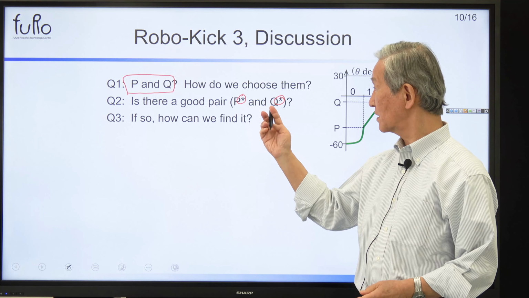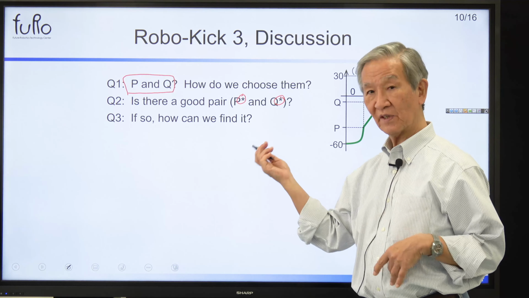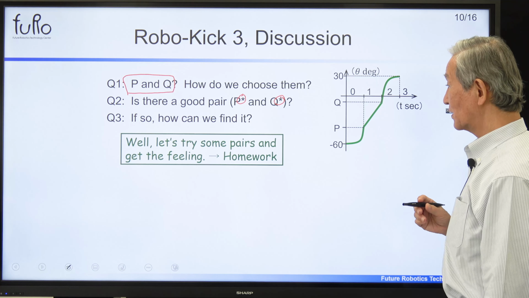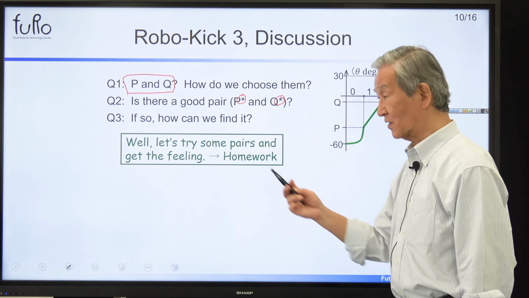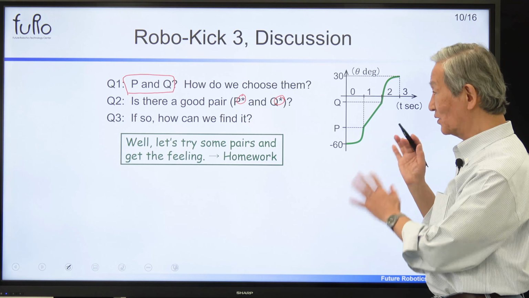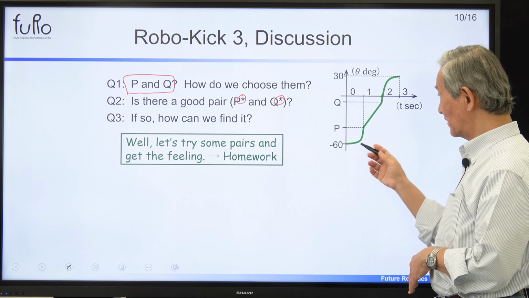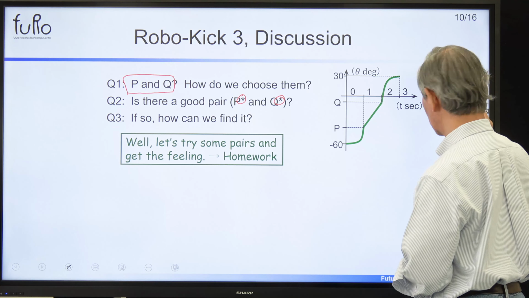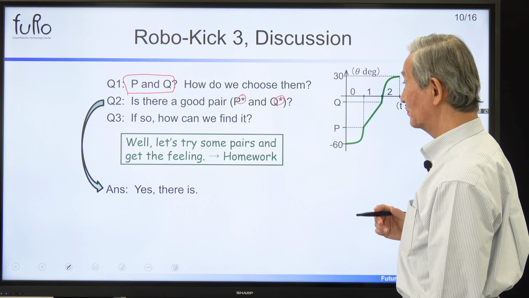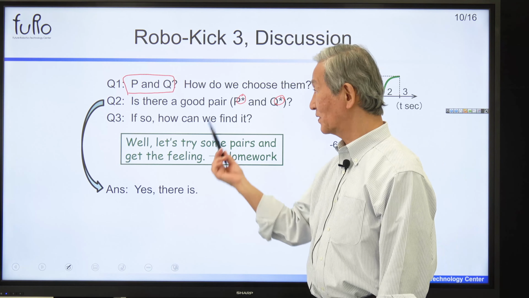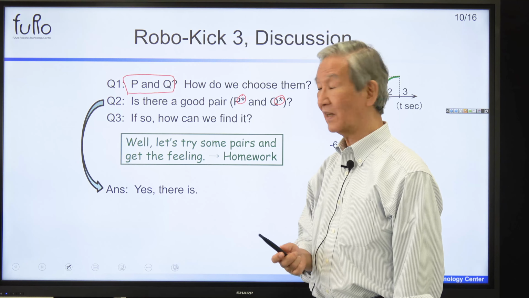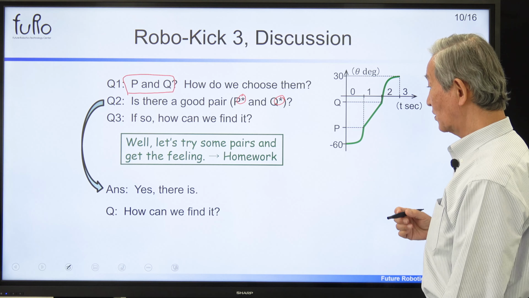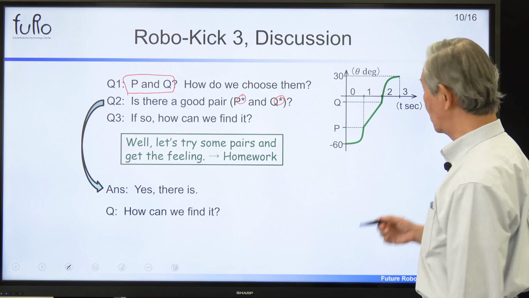So if there is a best choice, how can we find it? Try some pairs. As I said, this is going to be homework. You are going to plot different curves by changing the values of P's and Q's. Well, anyway, obviously there is an answer that there is a best one, best choices. So how can we find it? Question number 3.